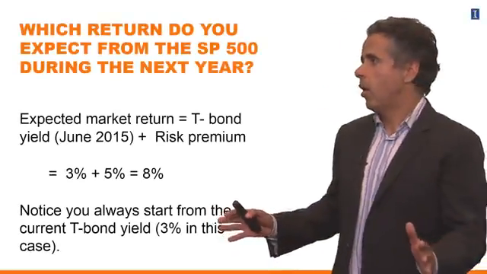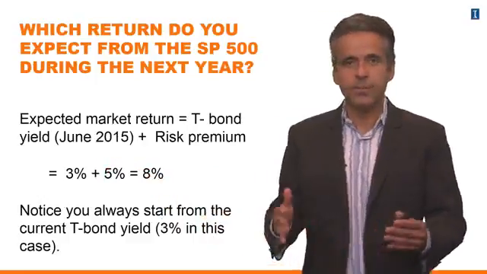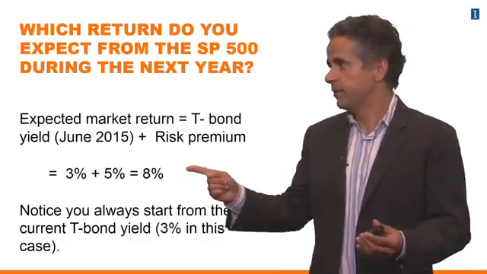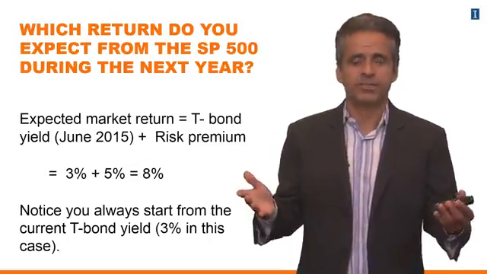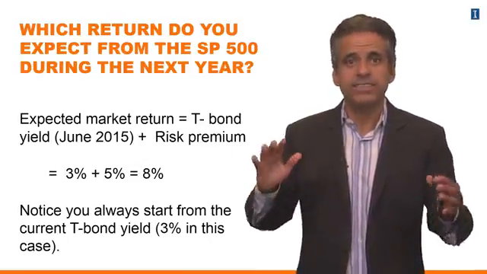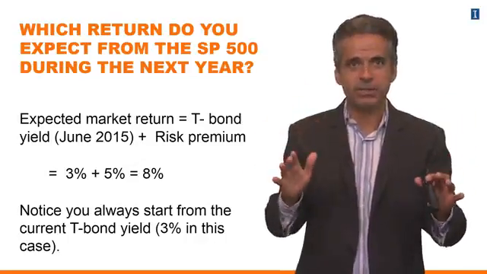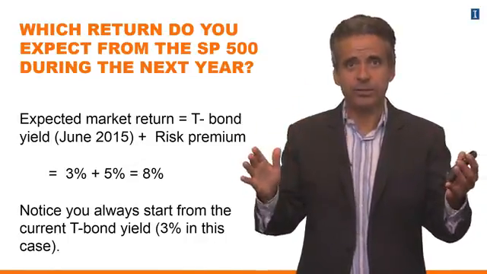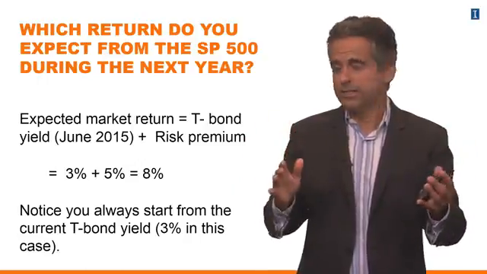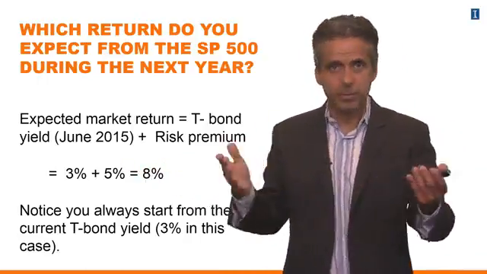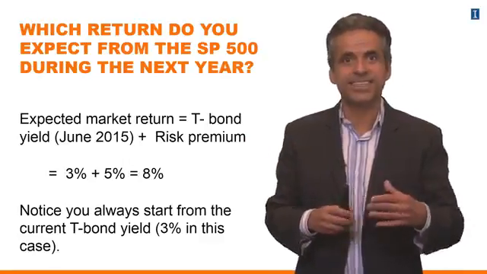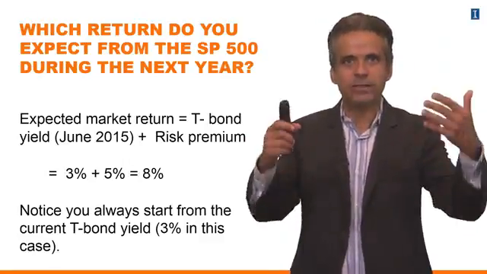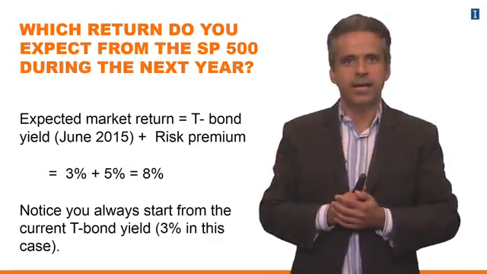Very simply, all you need to do is to add the 3% yield on the government bond with the 5% risk premium, and you would get an 8% return. Okay? So that is our zero NPV return. You see? If things go, on average, as we expect, the market should return 8%, and that should give investors exactly a zero NPV. That's why we can use that as a discount rate. It's a required return. Okay?